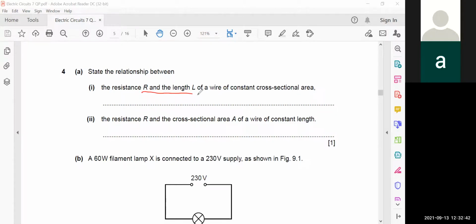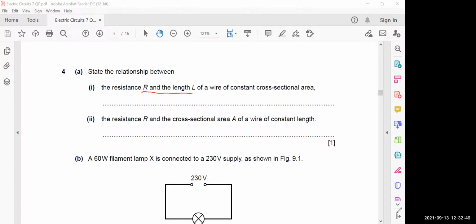In question number 4A, first part. So is it directly proportional? Yes, they are directly proportional to length.